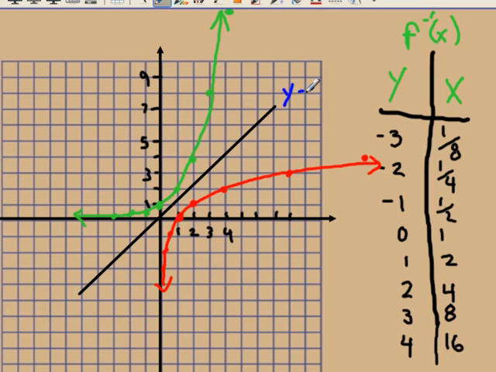If I graph the line y equals x, we can see that the exponential function and its inverse is just a reflection over that line.